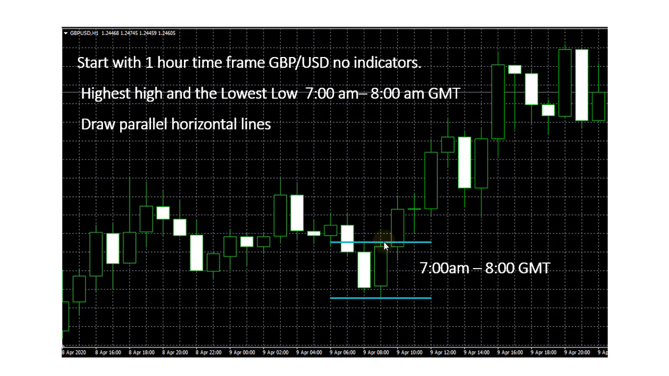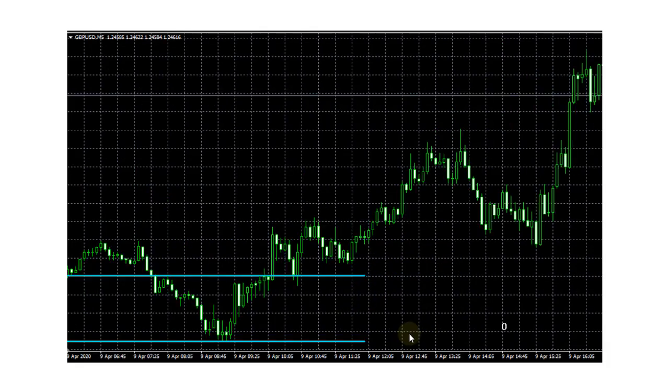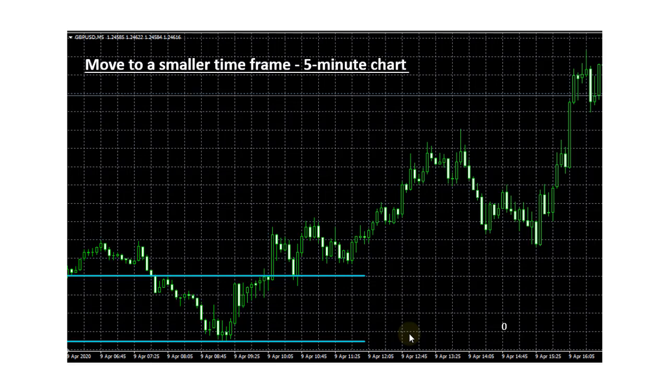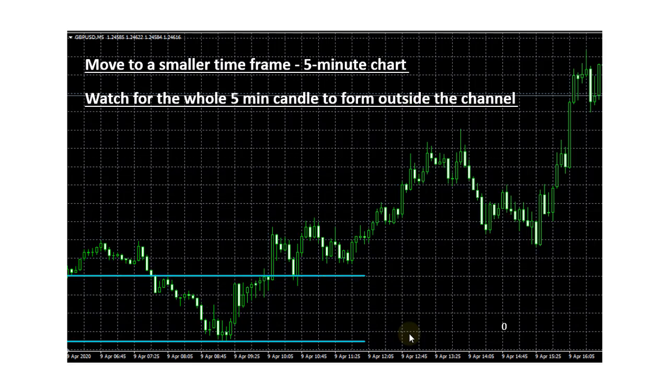What you do is draw a parallel line at the highest of that candle and another parallel line at the lowest of that candle. This is the candle, and you draw that high and the low. Now, once you've drawn that, you move to a 5-minute chart. We were earlier on a 1-hour chart, so you move to a 5-minute chart. And when you are at the 5-minute chart, what are you looking for? You are looking for a whole 5-minute candle to form outside of this channel.